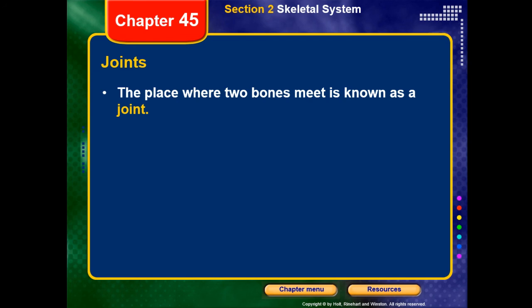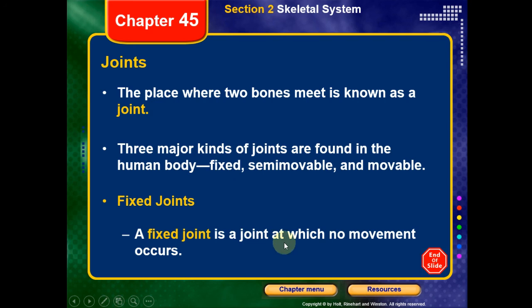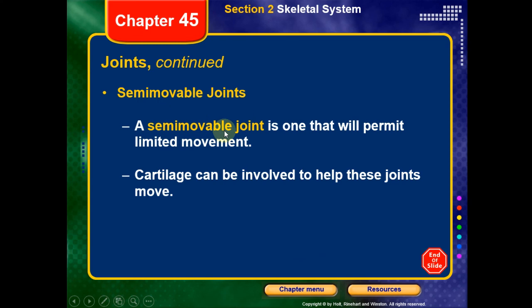The joint is the place where two bones meet, as we saw in this video. Let's see what are some important points about the joints. We can categorize the joint types in the human body into three categories: the fixed joints, the semi-movable, and the movable. Fixed joints do not allow any kind of movement, like your skull. The semi-movable has limited movement, which needs to be aided by cartilages, like your spine.